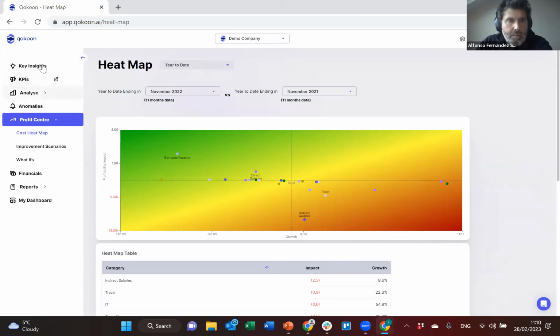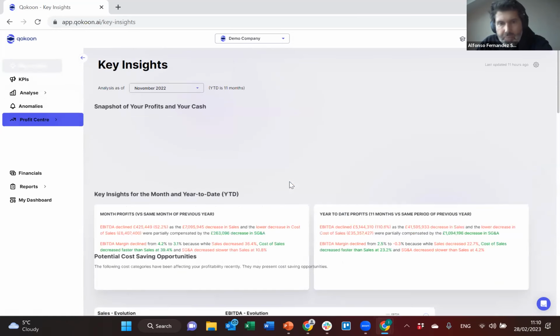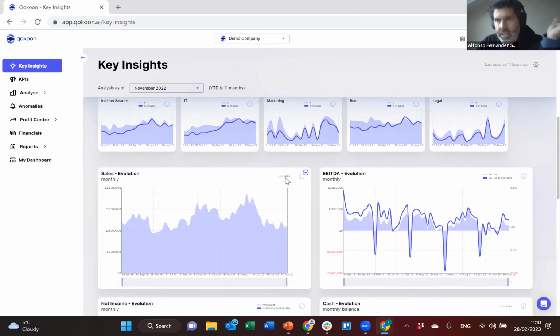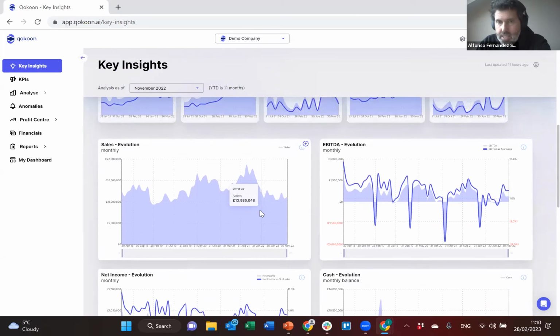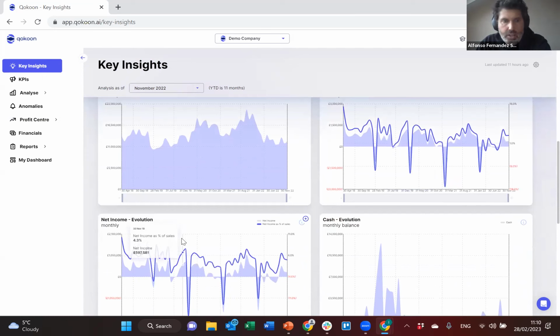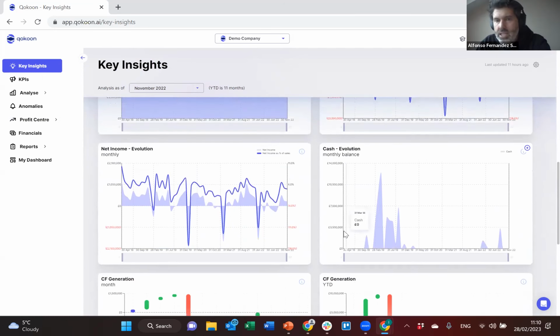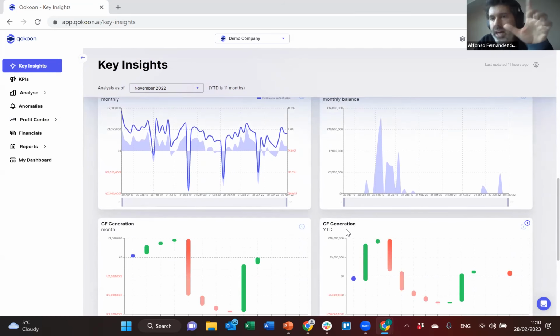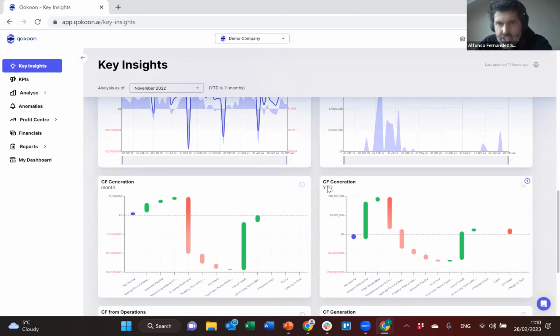Okay, I'm going to go back to key insights very quickly. Then we show you, again, key insights executive summary, your sales trends over the last 5 years, your EBITDA and EBITDA margin, your net income, and your cash evolution over the last 5 years. What we do that Zero and QuickBooks still don't do very well is we actually calculate your cash flow statement. Okay, again, this is year to date.